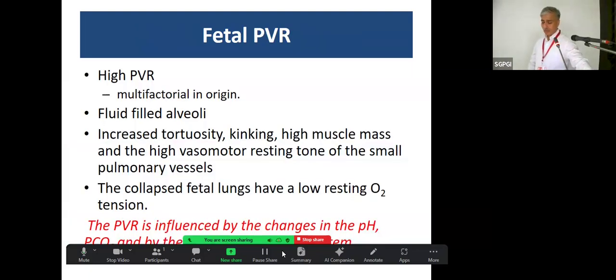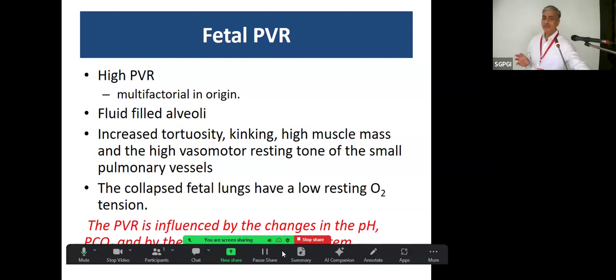Okay. Now a word about fetal PVR, because the day has to be built on this concept of a higher PVR and PPHN, which you need to address. The fetal circulation has a high pulmonary vascular resistance, and this is multifactorial, because there are multiple factors pitching into the creation of a high pulmonary vascular resistance. One is that the lung does not have the function to perform gaseous exchange. Then the anatomical vessel characteristics: increased tortuosity, kinking, high muscular mass, and the high vasomotor resting tone of the pulmonary vessels, which leads to high PVR.